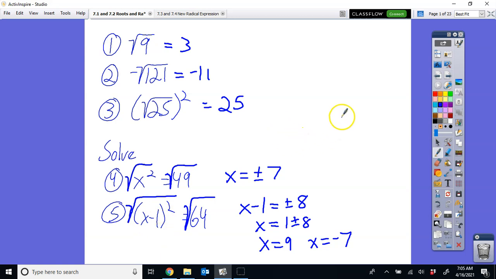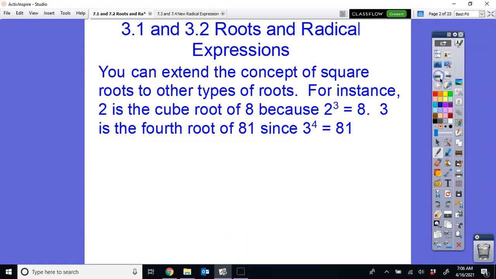So in the quadratics chapter, we focused on using square roots to help us solve quadratics that looked simple like these guys here, or we made them look like this when we did the completing the square format. And so what we're looking at in this chapter is extending this concept further. What I mean by that is you can take the concept of a square root and extend it into other types of roots. So, for instance, and you don't need to copy this down, 2 is the cube root of 8 because 2 cubed is equal to 8.